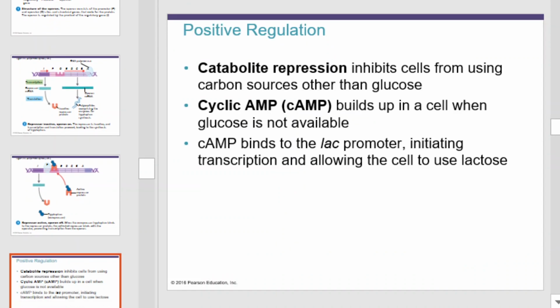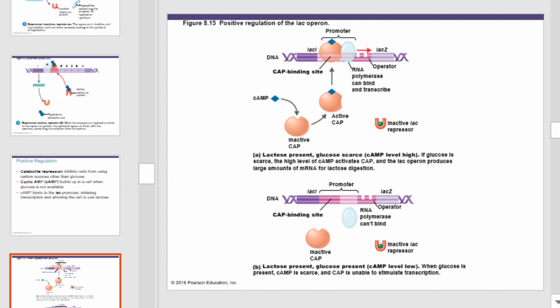Positive regulation. Catabolite repression inhibits cells from using carbon sources other than glucose. Cyclic AMP can build up in a cell when glucose is not available. Cyclic AMP binds to the lac promoter, initiating transcription and allowing the cell to use lactose. This is an illustration of the positive regulation of the lac operon.